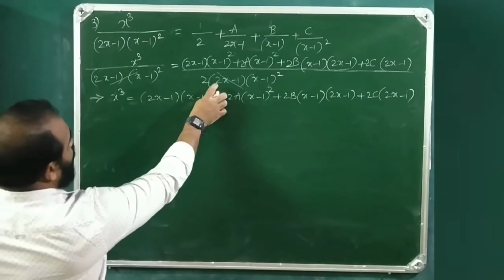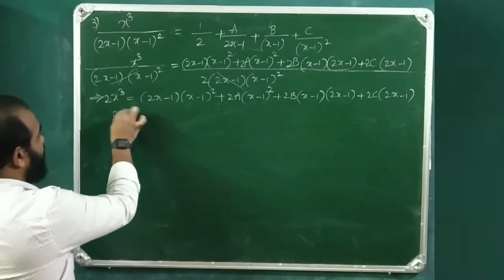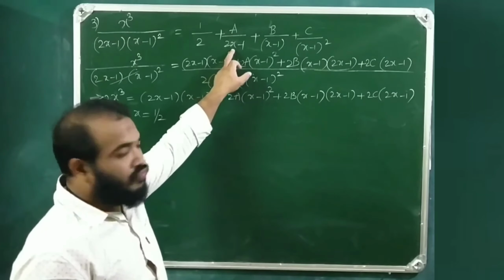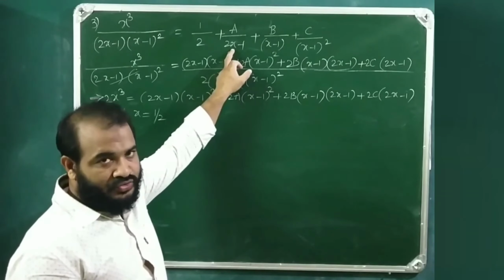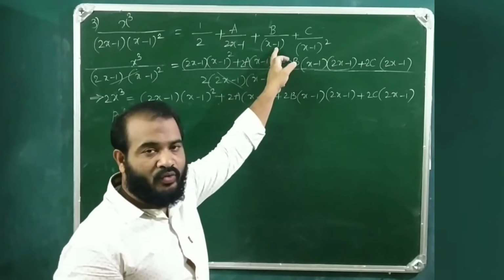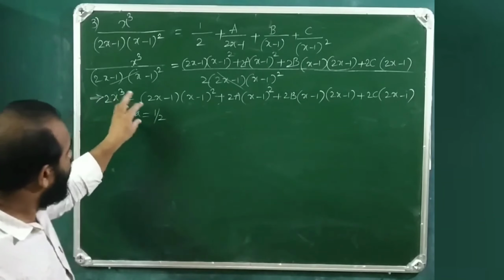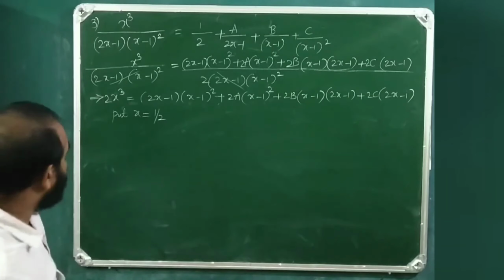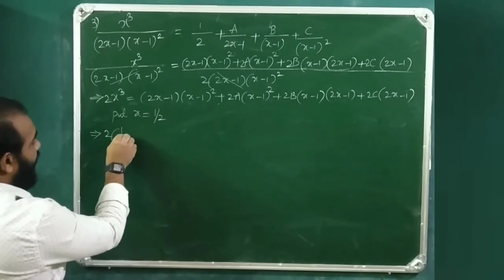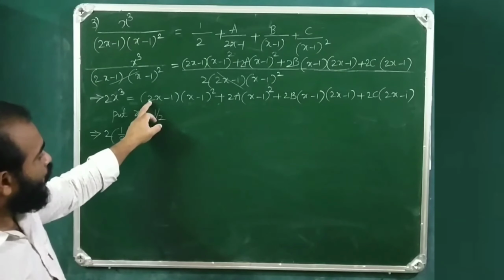Here 2 into x cube, so 2x cube here. Now put x equals half, because 2x minus 1 is the factor, equate to 0, 2x equals 1, x equals half, and x minus 1 is the factor, equate to 0, x equals 1. So x equals 1 by 2 and x equals 1 are going to be substituted for the value of x. So 2 into x cube, 1 by 2 whole cube is 1 by 8, is equal to, I'm substituting this 1 by 2 here, 2 into 1 by 2.